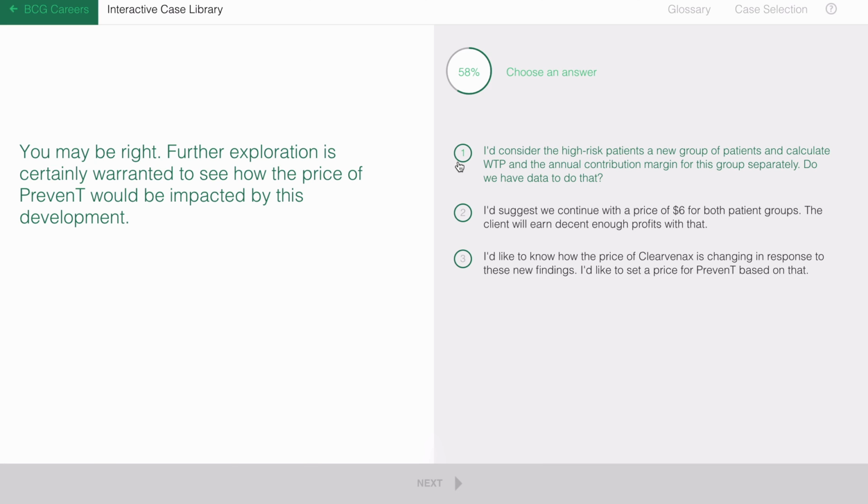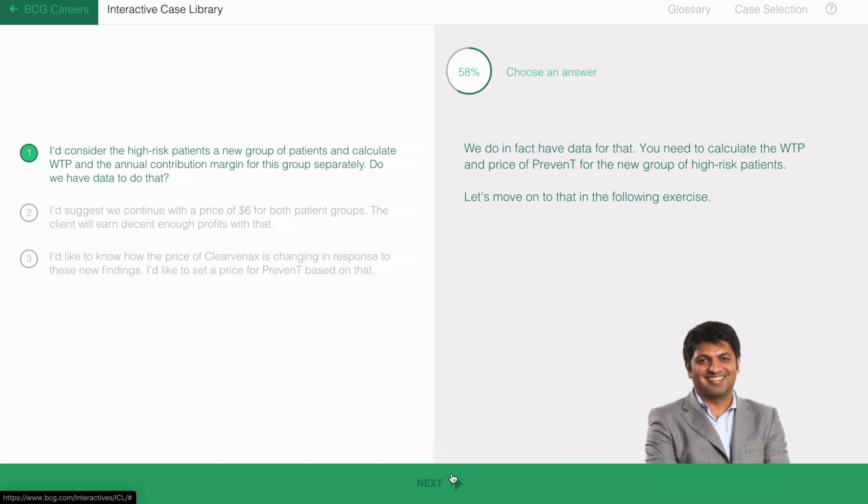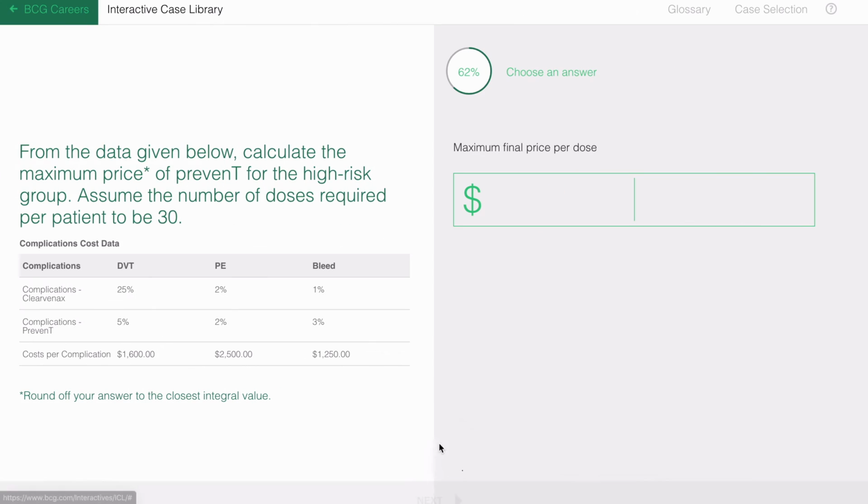Answer choice 2 says, I'd suggest we continue with a price of $6. So I disagree with that, right? We need to calculate the new willingness to pay and the economic value. Answer choice 3 says, I'd like to know how the price of Clearvanax is going to change in response to these findings. So this is pretty irrelevant. We need to calculate economic value again for this high-risk patient group. How the competitor is changing the price of Clearvanax is less relevant at this point. Okay, we do have data for that. You need to calculate the willingness to pay and price of Prevent-T for the new group of high-risk patients. Let's move on to that in the following exercise.